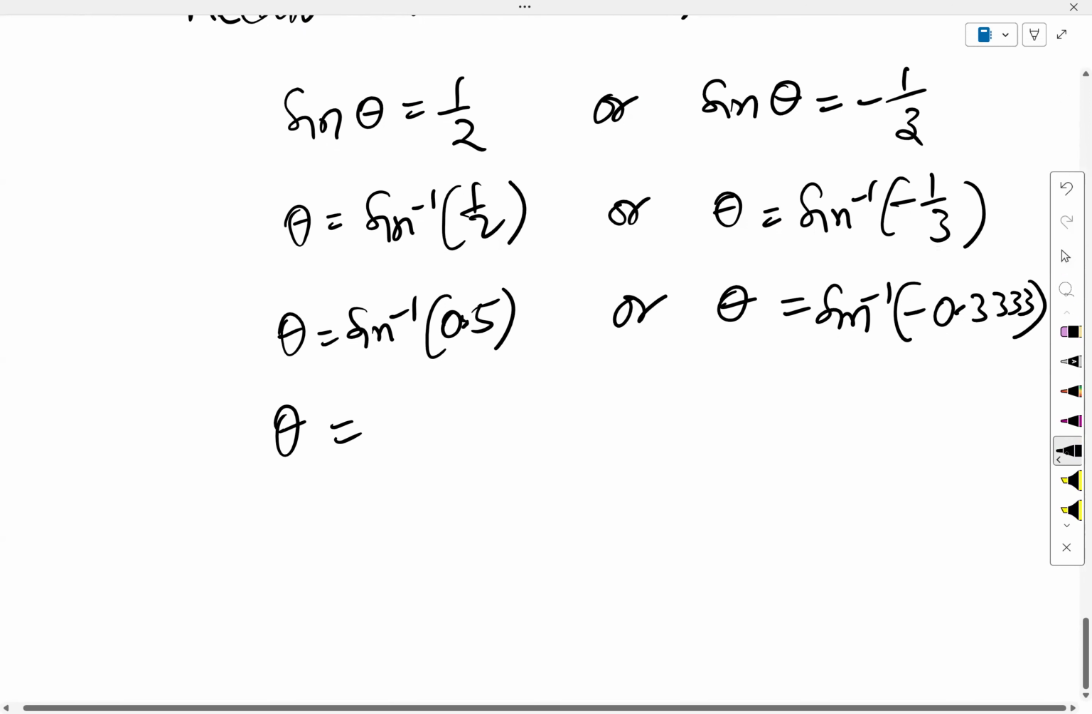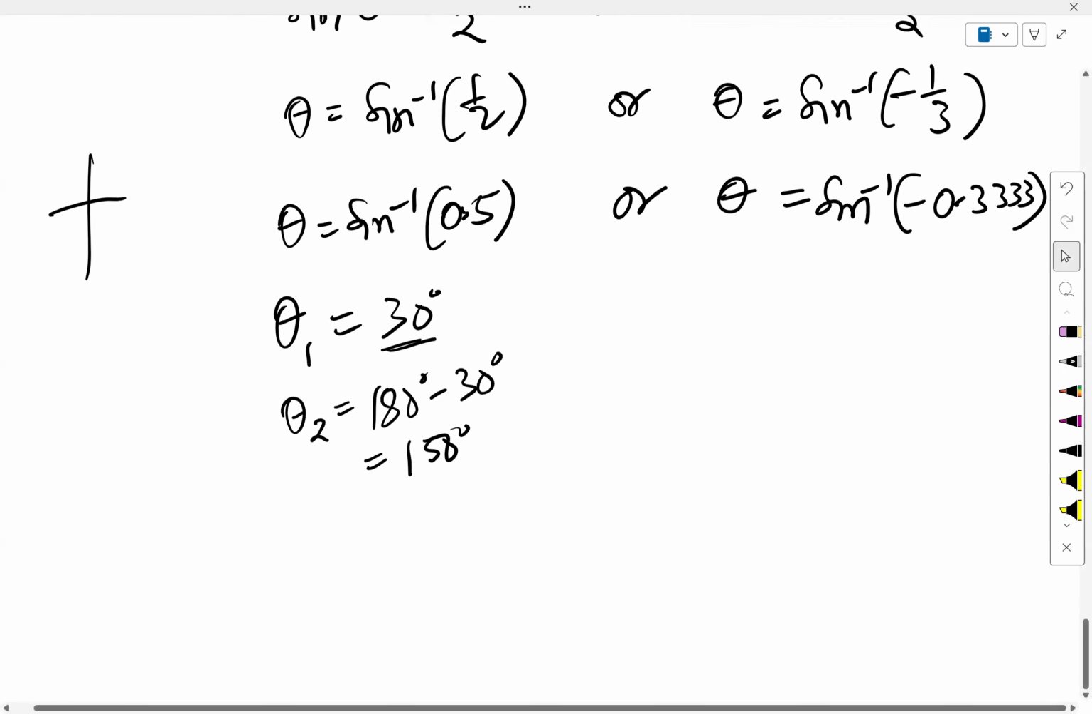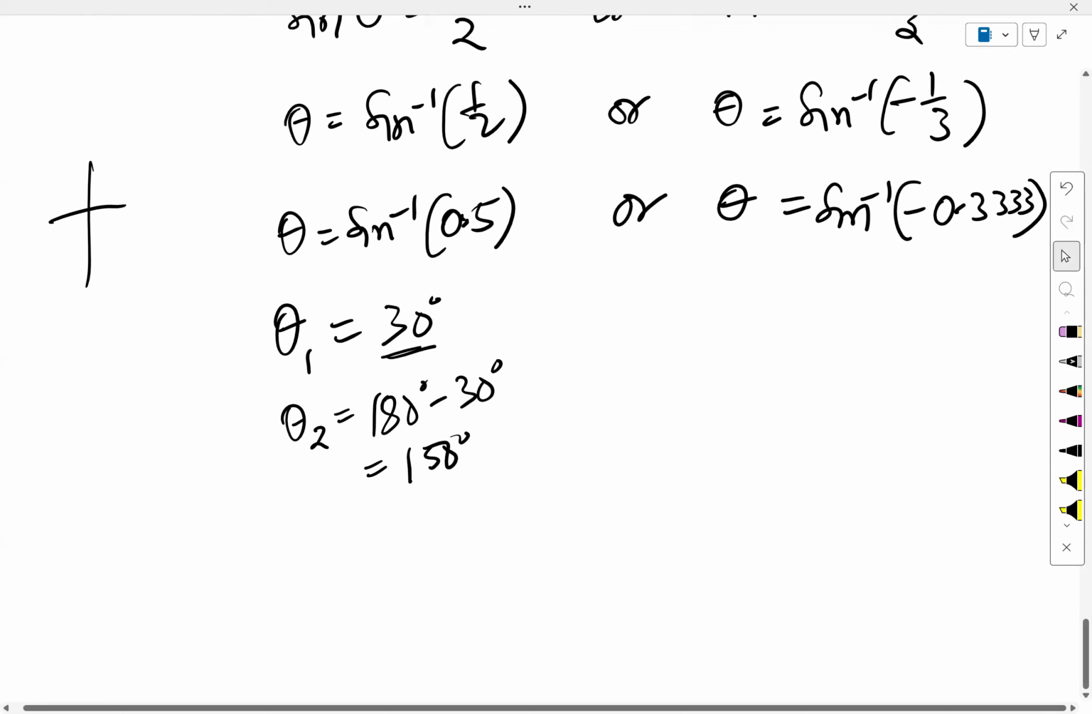And then that means theta is equal to arc sine of 0.5, which would just be 30 degrees. And since this is sine, sine will only be positive in the first and second quadrants. So if this is in the first quadrant, then the only other place where you are going to get an angle is the second quadrant. That will simply be 180 degrees minus the angle in the first quadrant, that's 30 degrees, and that is equal to 150 degrees. So in the first two quadrants, you have 30 degrees and 150 degrees.